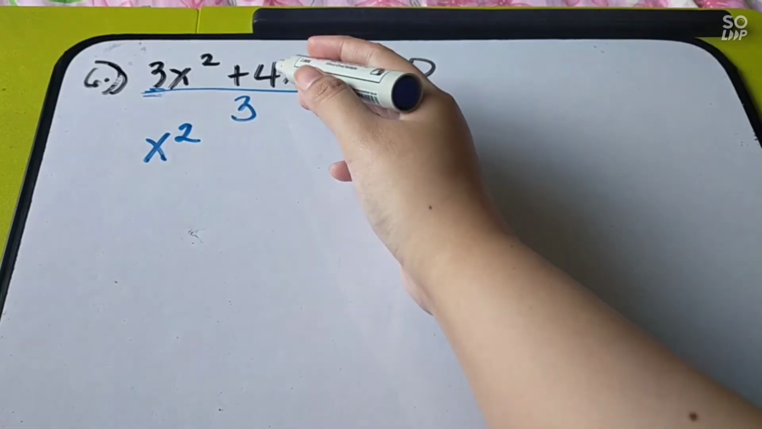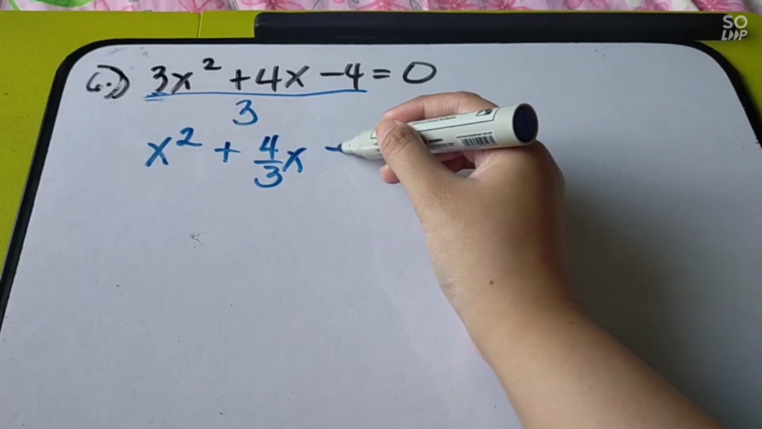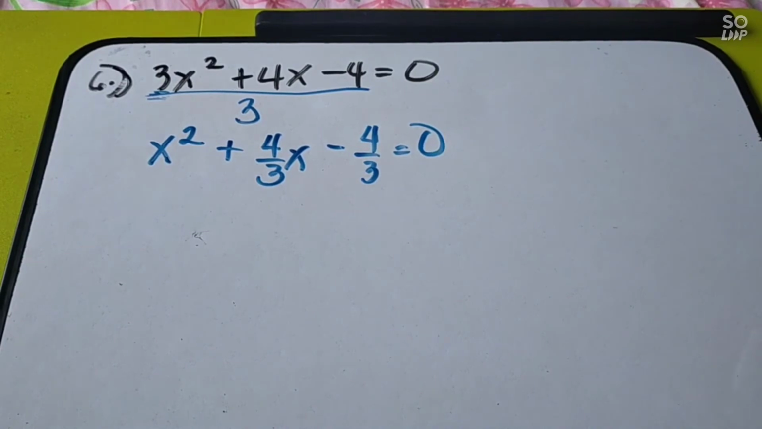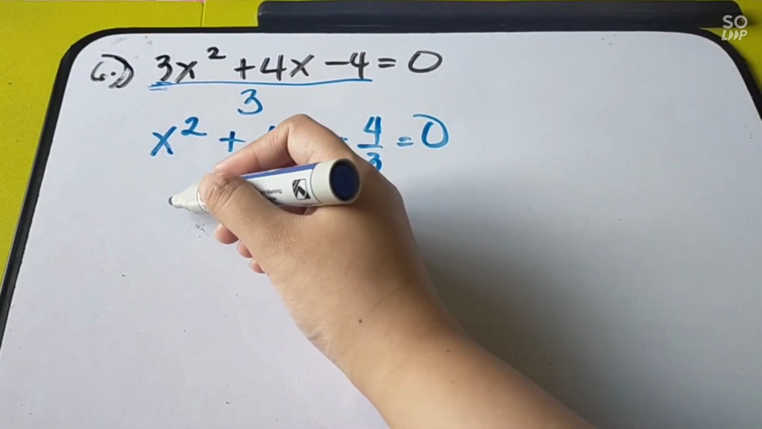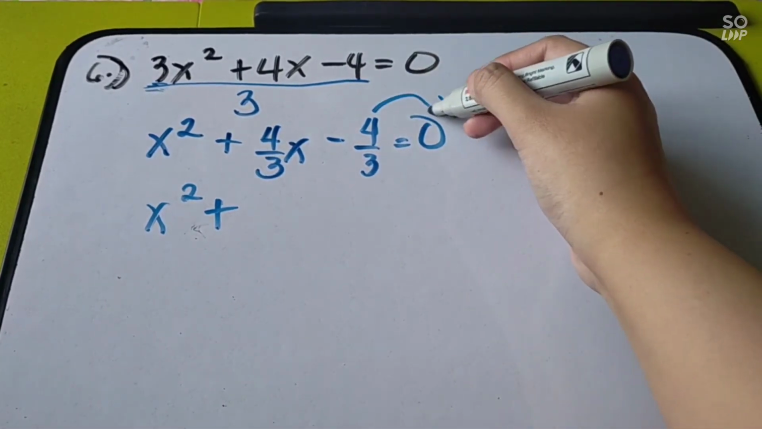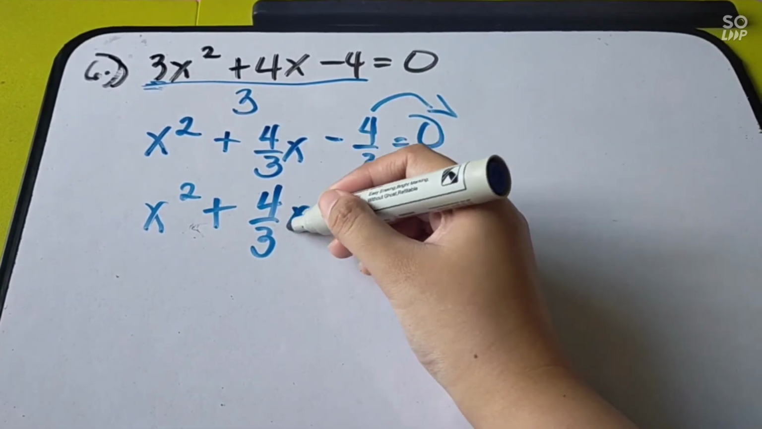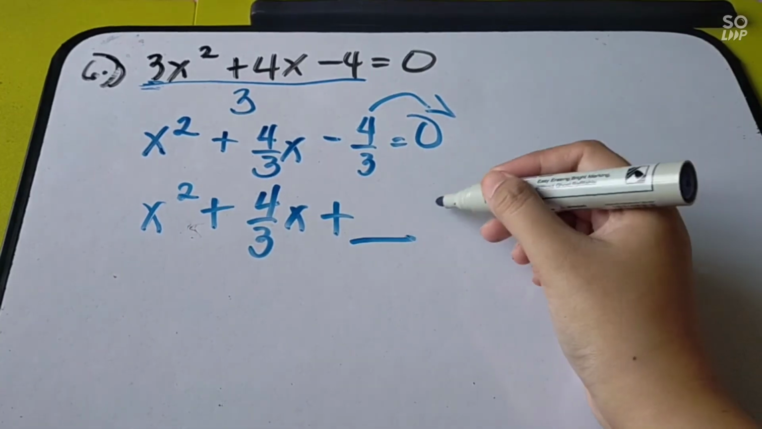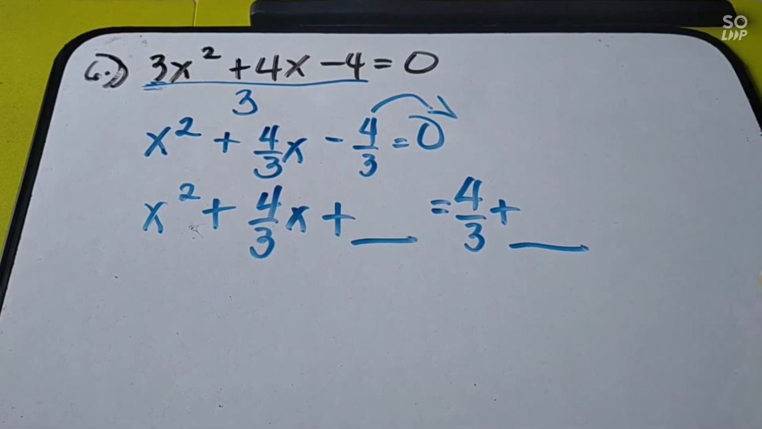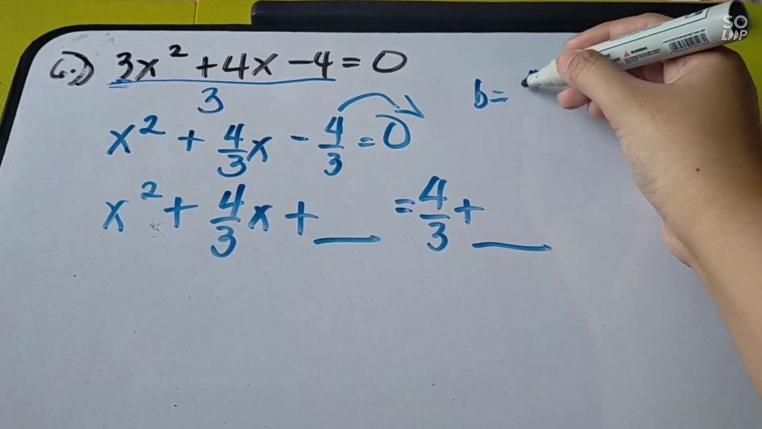So, you have here x squared, then this one becomes plus 4 over 3x, then minus 4 over 3 equals to 0. Nagkaroon tayo ng fraction, as you can see. So, we have now here x squared plus 4 over 3x, then negative 4 over 3. Same process tayo. Lipat sa kabila. I have here 4 over 3x plus blank, so ito yung nawawala, is equal to positive 4 over 3 plus blank. Kailangan natin makuha yon. So, how is it? Find b. Ang b natin is si 4 over 3.